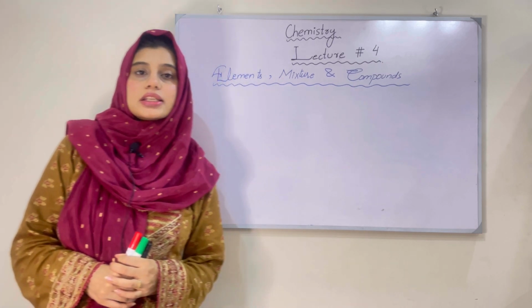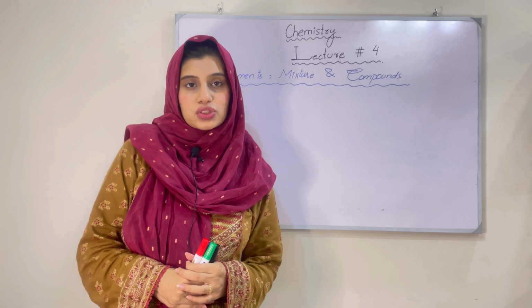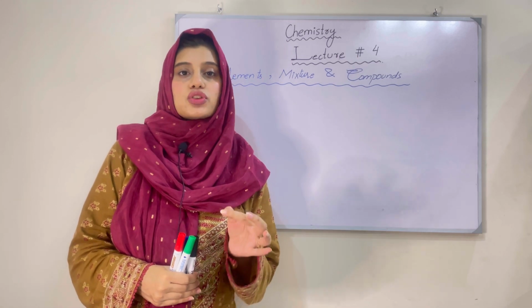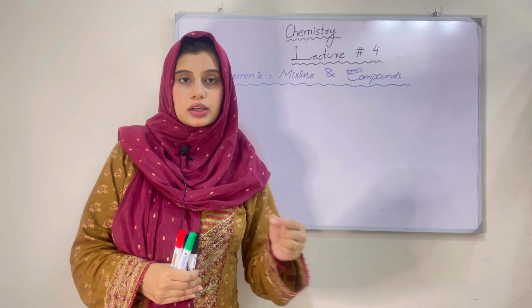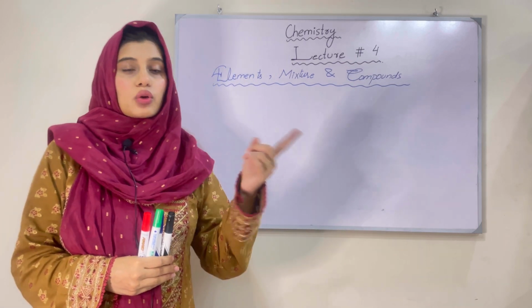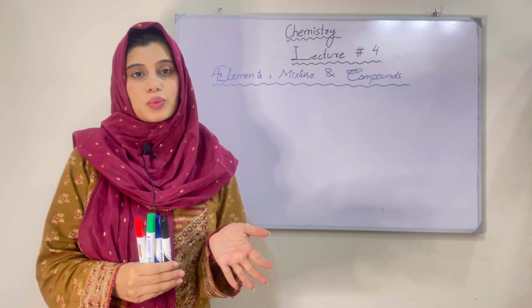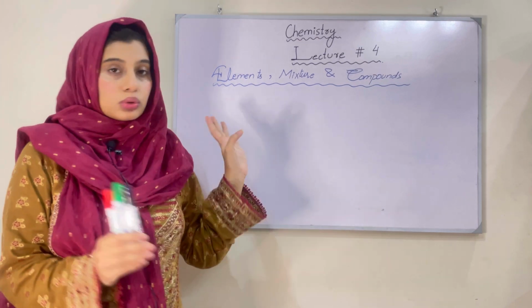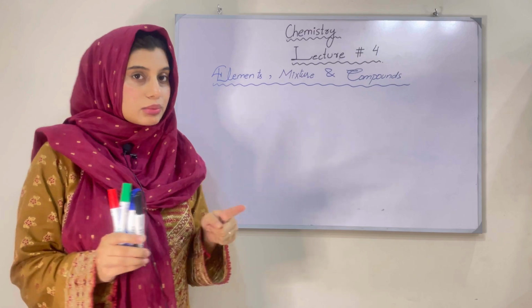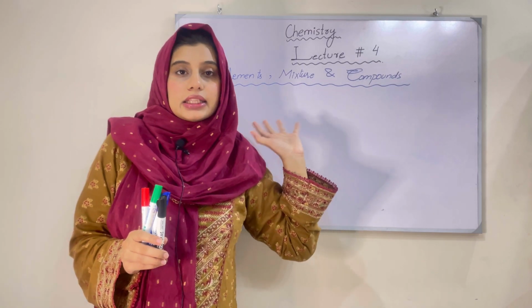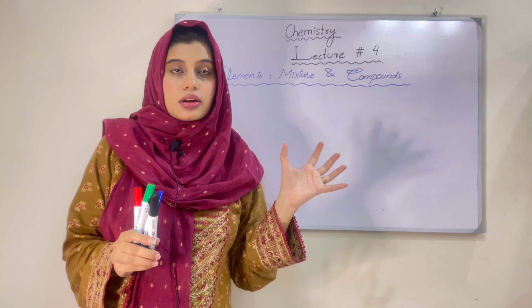So we started a series of CAIE chemistry, which is 5070, and we were following the sequence of the topics given in the curriculum of O levels. We were on chapter number 1, which was states of matter, and we completed that. After that, we are on chapter number 2, topic number 2 according to the syllabus, which is elements, mixture and compound. This is the basic of chemistry.